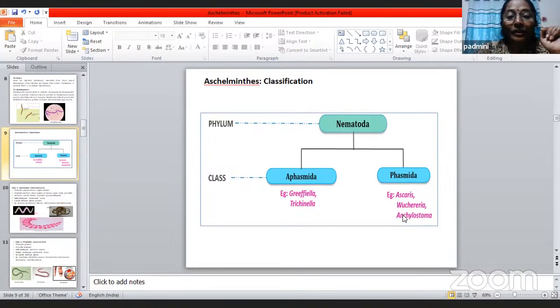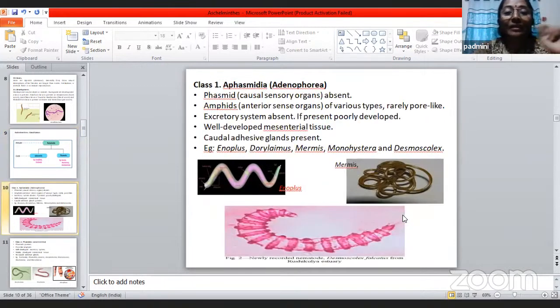So this is the classification of Aschelminthes. We'll be talking a little bit about Aphasmida and Phasmida. Class Aphasmida is also called Adenophorea. Phasmids are absent, that's why they are called Aphasmida. Whenever you put an A in front of any word, that means it is absent. Likewise, acoelomate means no coelom present, or body cavity is absent. So whenever you put an A, remember it is the absence of that particular organ. In Aphasmida, the phasmid, the sensory organ, is absent in this particular class.